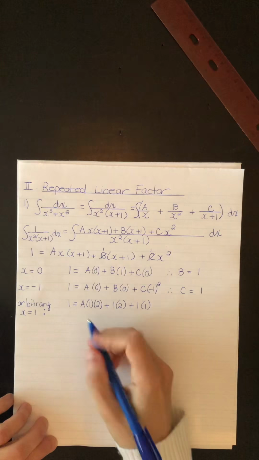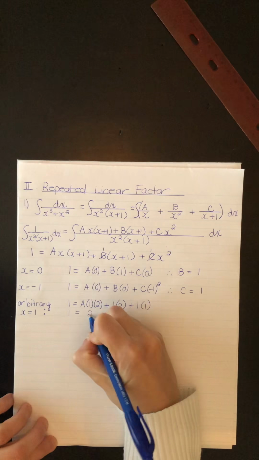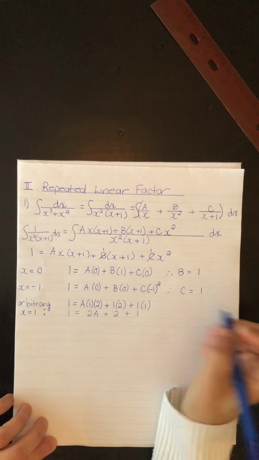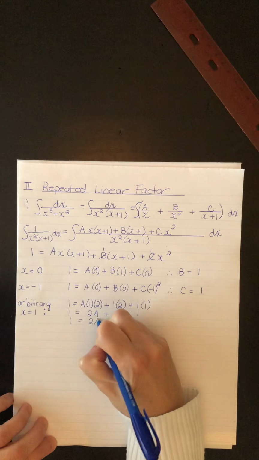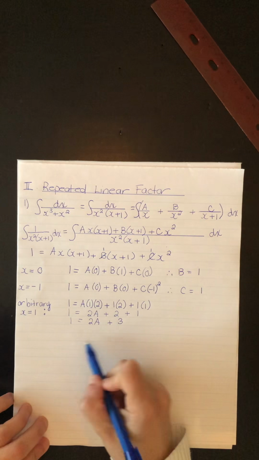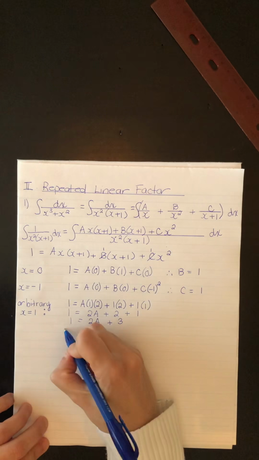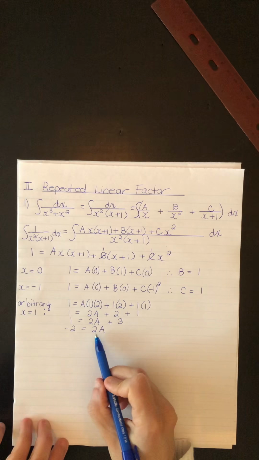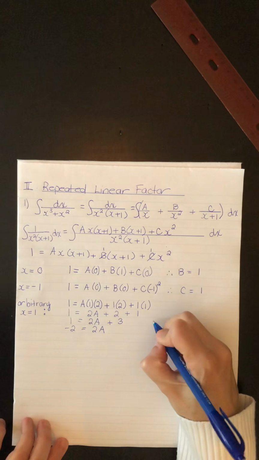Okay, from this equation, we get 1 is 2a plus 2 plus 1, or in other words, 1 is 2a plus 3. We're isolating a, so subtract 3 first. -2 is 2a, and then to solve for a, divide both sides by 2, and we will get a is -1.